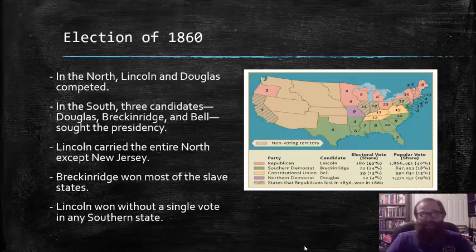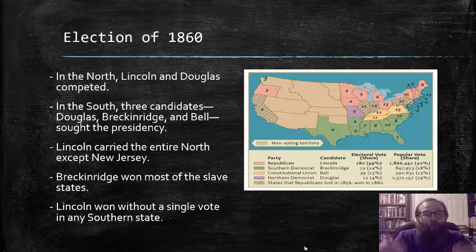The Democrats had split by this time into Northern and Southern Democratic factions who both put forward candidates for presidency, and another party had emerged just prior to this election, the Constitutional Union Party, which also put up a candidate for election. Lincoln carried the entire North in the Electoral College except for New Jersey. John C. Breckinridge, who was the Southern Democrat candidate, won most of the slave states.